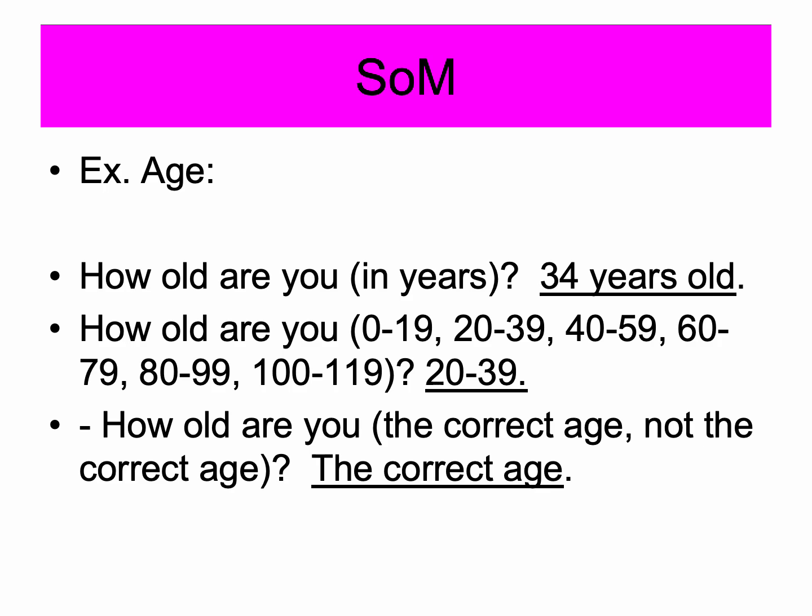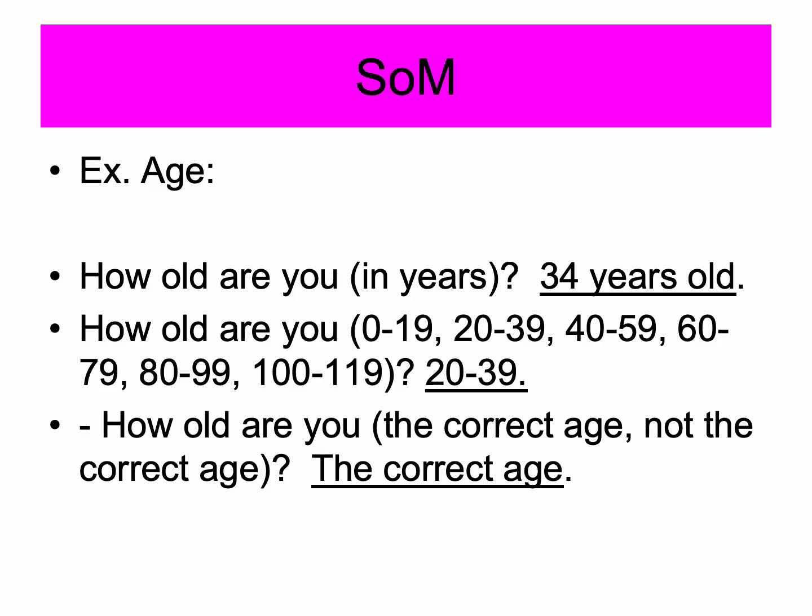So let's look at this example of age. How old are you? And we can ask that in any number of different ways. We could say, how old are you in years? 34 years old. We could say, how old are you? Check one of these categories, 0 to 19, 20 to 39, 40 to 59, and so on. Or we could just say, are you the correct age, or are you not the correct age?